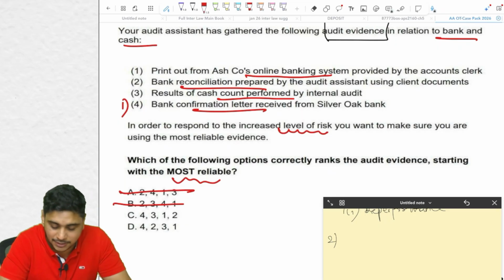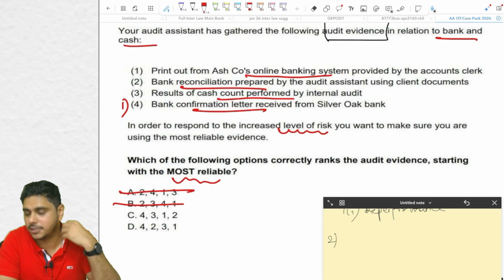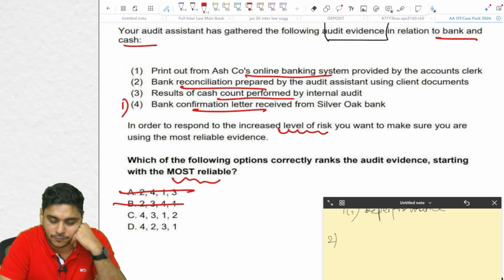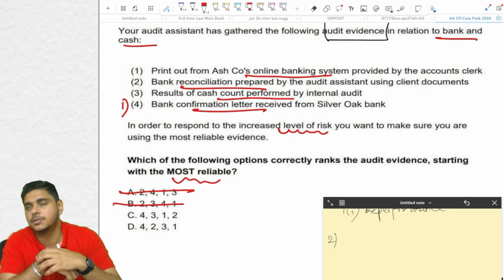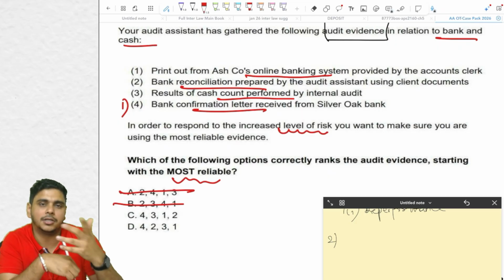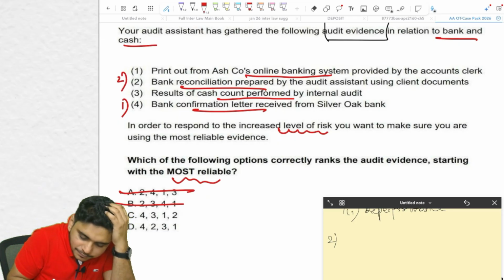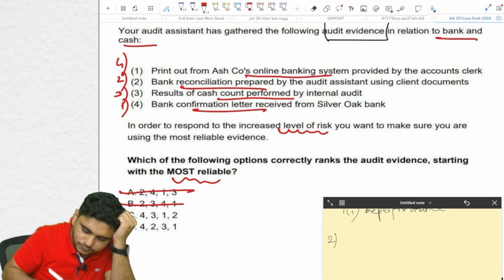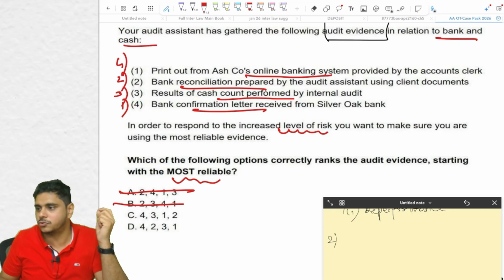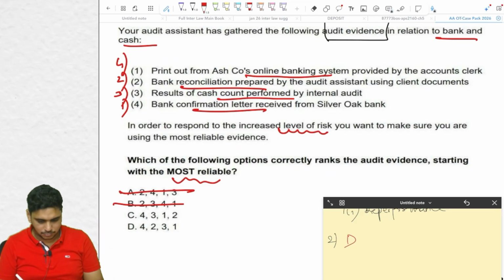After bank confirmation, which will be the next one, sir? Either it is 3 or it is 2. You have to be a little smart, right? Results of cash count performed by internal audit, or bank reco prepared by my audit assistant using client documents. Your auditor has done it, your audit assistant has done it with client documents. I think that would be more reliable. So ideally, this should be second, then automatically this becomes third, this becomes fourth. So my answer would be 4, 2, 3, 1. 4, 2, 3, 1 is D. I am right. D. Understood how to think?